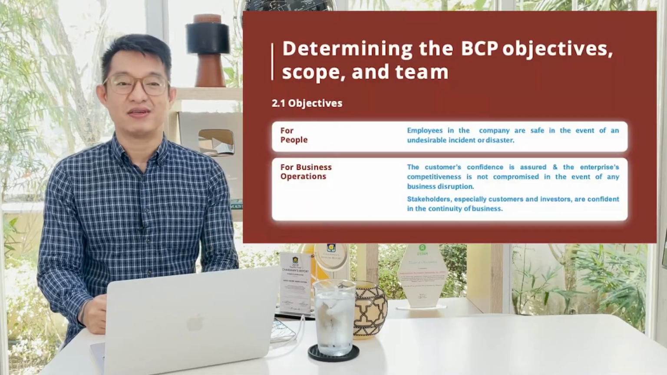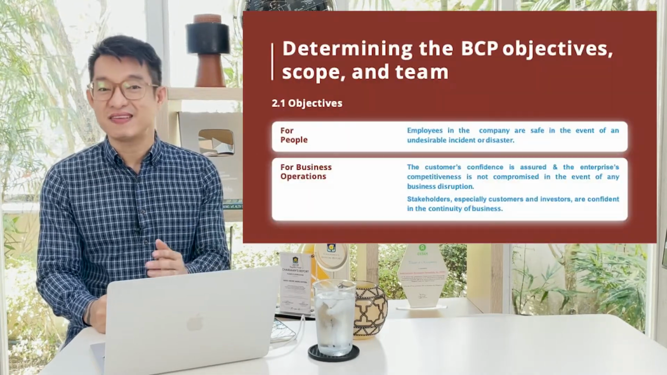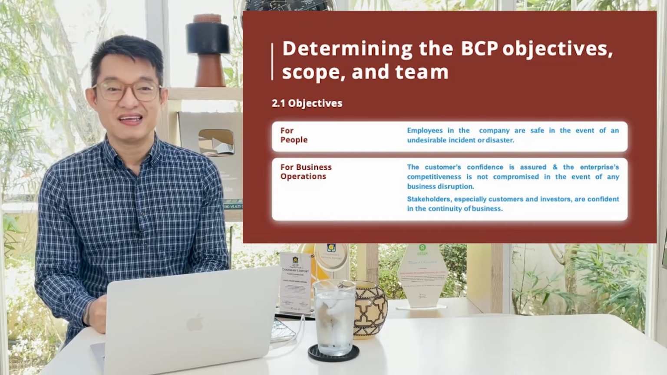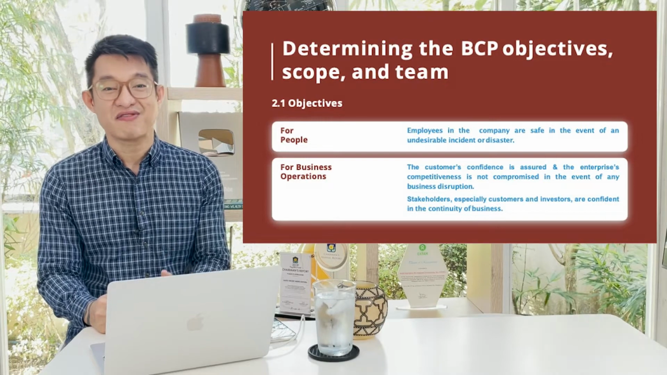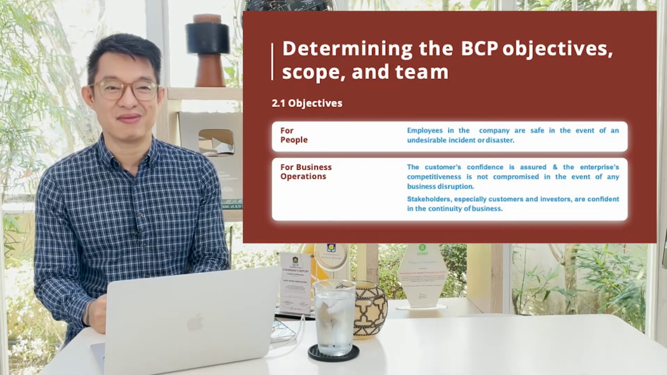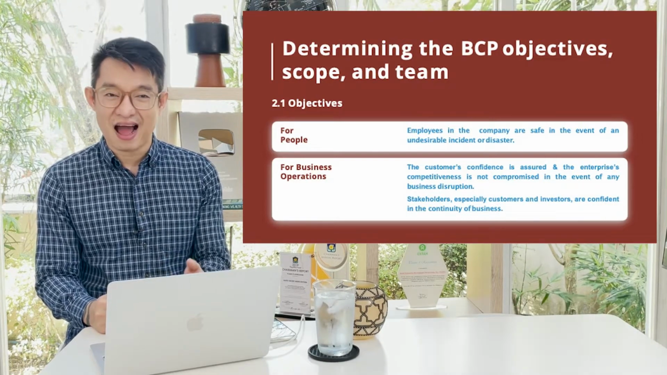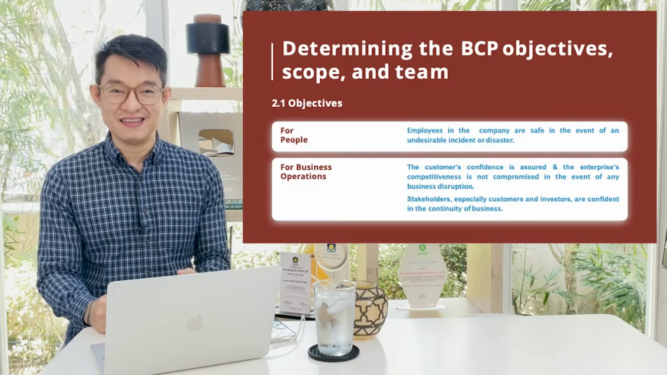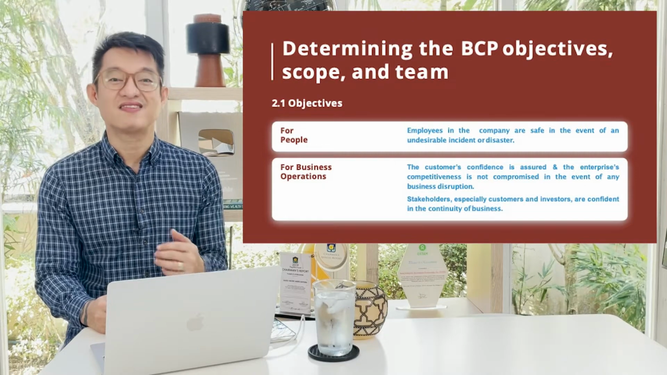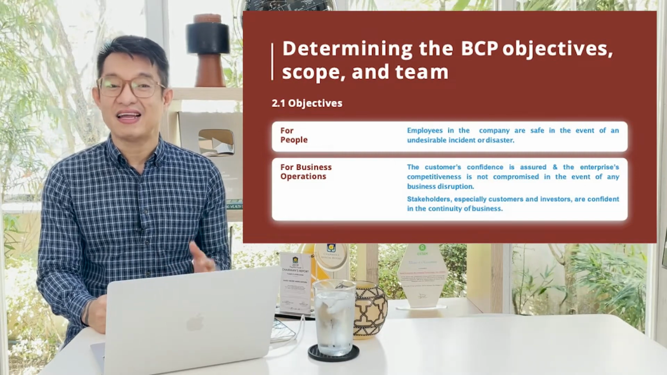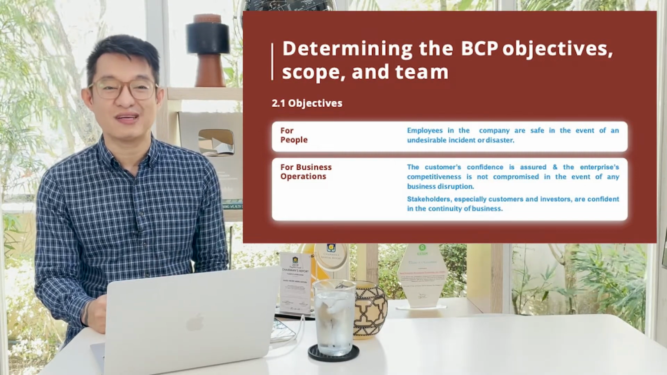An example of a people-oriented business continuity plan objective is to protect the employees and customers, as well as to safeguard the staff employment. In our example, it is stated as employees in the company are safe in the event of an undesirable incident or disaster.